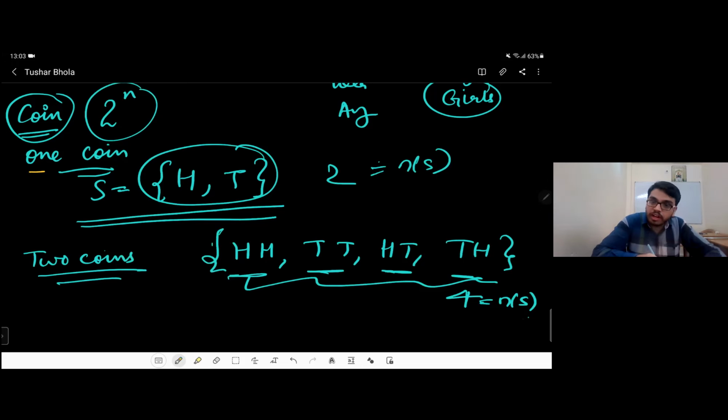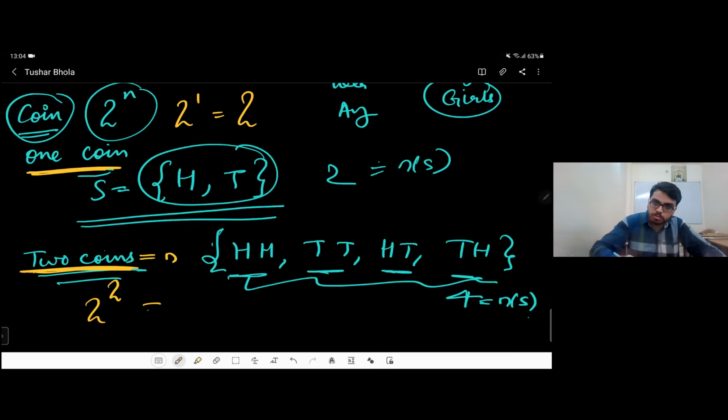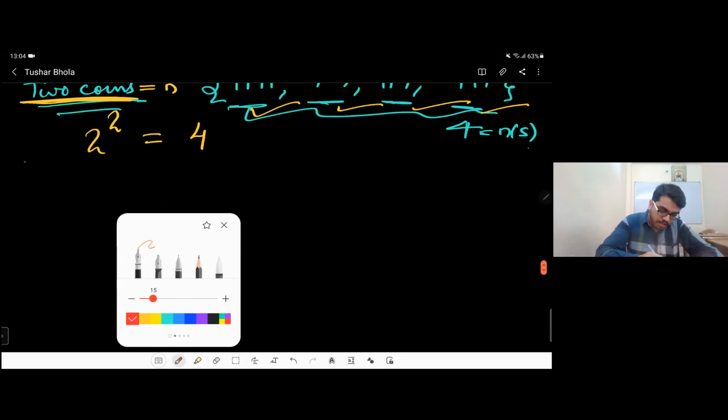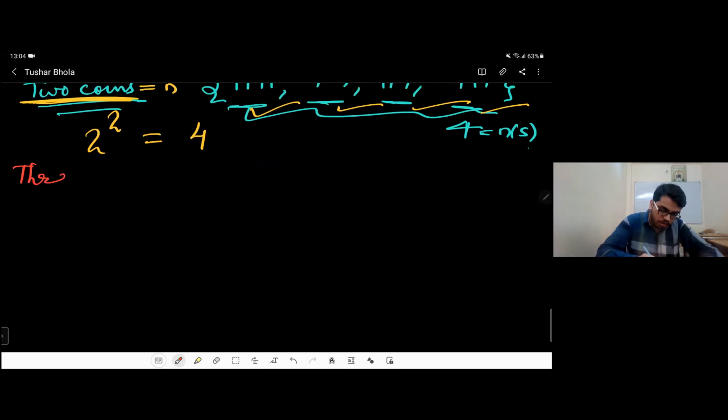So 2 raised to the power n, what is this? See, here is 1 coin, 2 raised to power 1, that is 2, meaning the number of total outcomes in case of 1 coin will be 2. Now if I talk about 2 coins, the possibilities will be 2 to the power 2. Why? Because n here is 2 coins, so 2 raised to power 2, everyone knows 2 into 2 is 4. So the possibilities here are 4. I hope you understood.